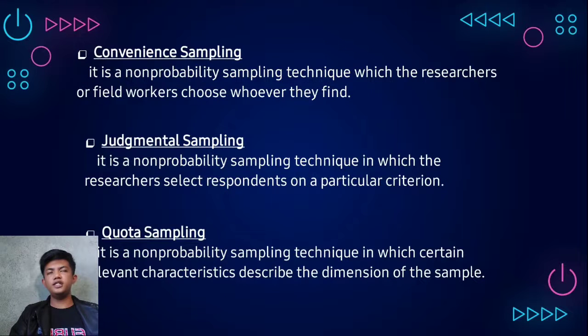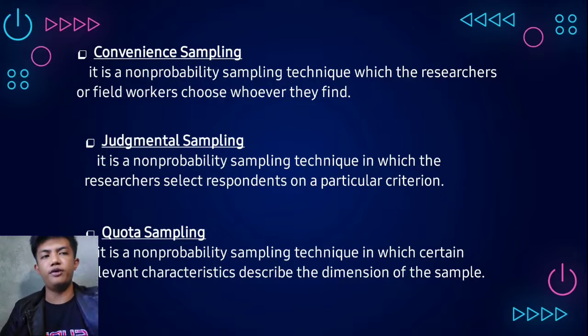Number 1 is convenience sampling. It is the non-probability sampling technique in which the researchers or field workers choose whoever they find. And judgmental sampling is the non-probability sampling technique in which the researchers select respondents on a particular criterion. And the quota sampling method is a non-probability sampling technique in which certain relevant characteristics describe the dimension of the sample.